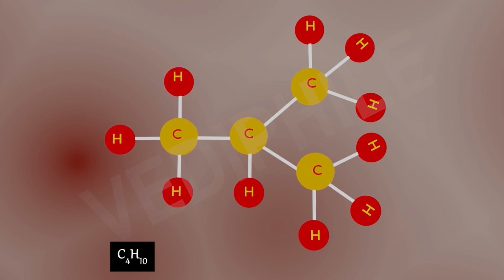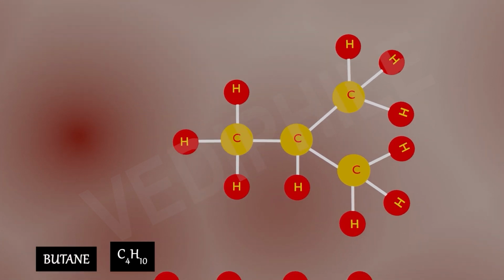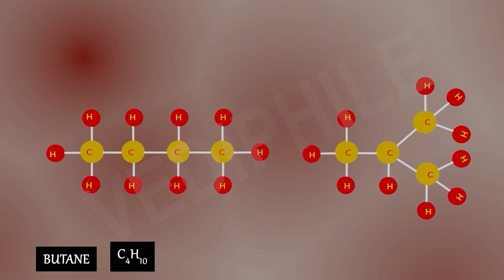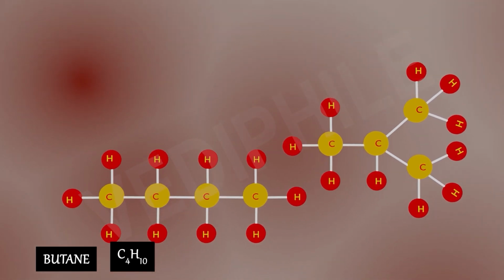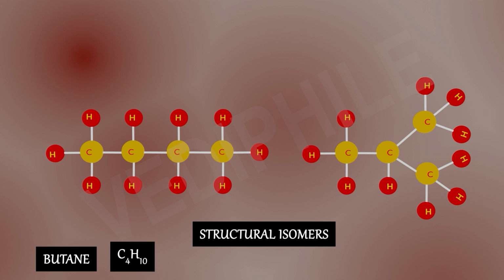Now we can see that the structure is completed. If we count the hydrogens, 1, 2, 3, 4, 5, 6, 7, 8, 9, 10. So 10 hydrogens are there. Now the structure is completed and carbon's valencies are also satisfied. Now we can see these both structures are different, but the formula is same, that is C4H10. Such compounds with identical molecular formula but different structures are called structural isomers.